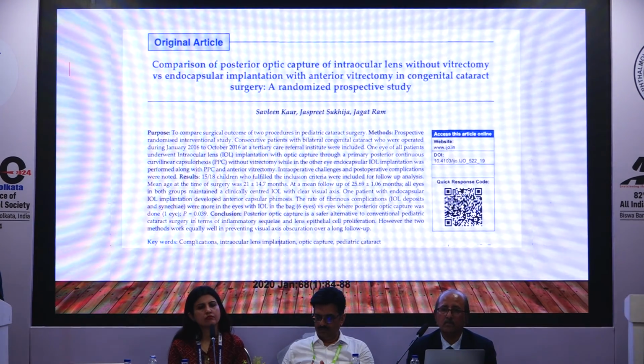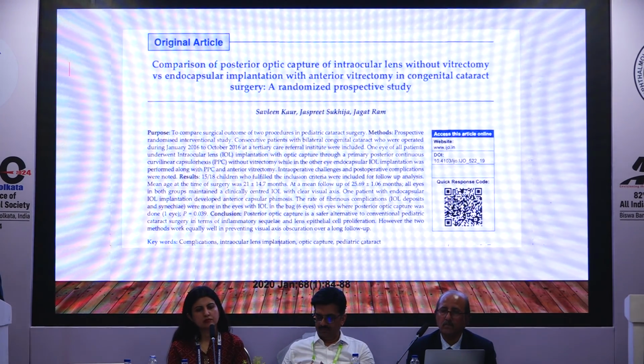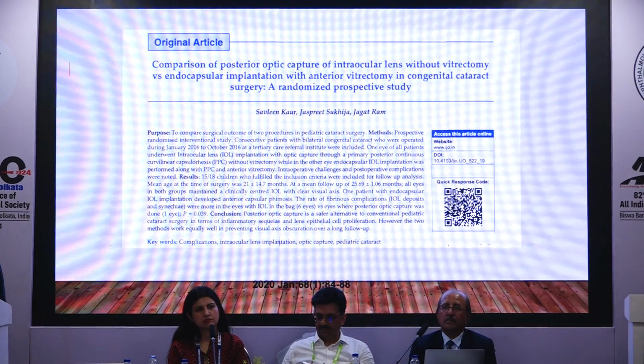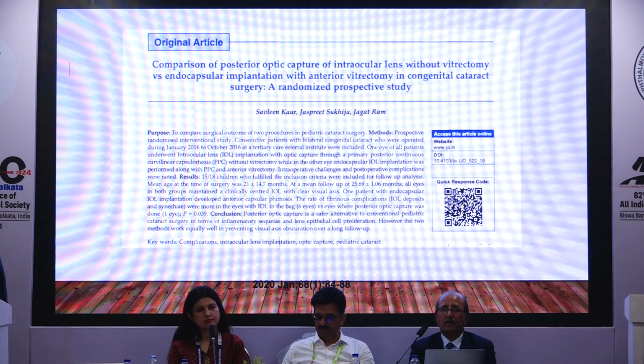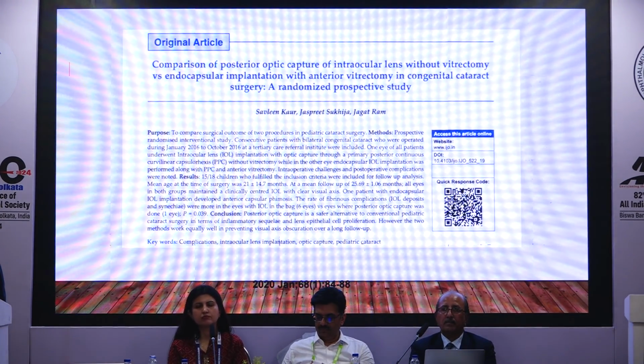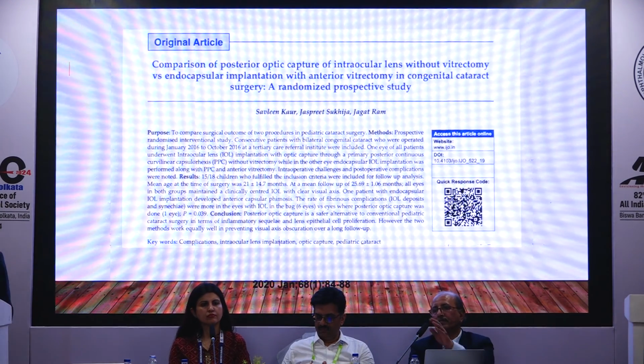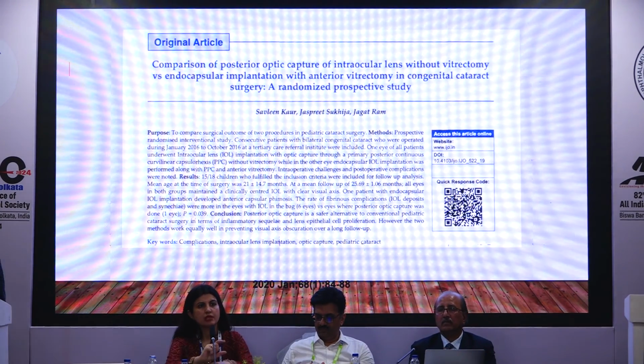So this is just another one, a comparison of what we did in implanting an IOL in the bag versus doing a posterior optic capture. In a posterior optic capture, your optic is behind the posterior capsule, and your haptics are in the bag. The main purpose of doing it is there is nothing in the bag, just the thin haptic. So anterior and posterior capsule fuse. What you are more interested in here is prevention of posterior capsule opacification. So this is one way of helping it, and of course you avoid an anterior vitrectomy here.